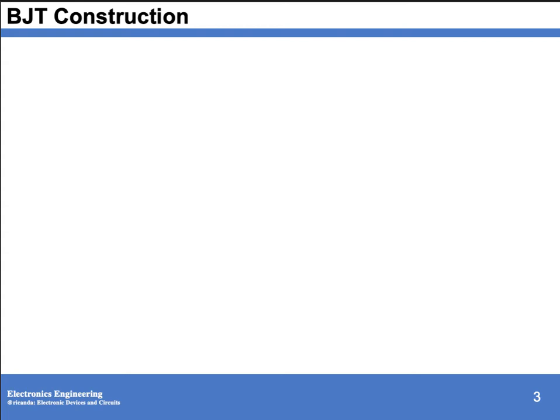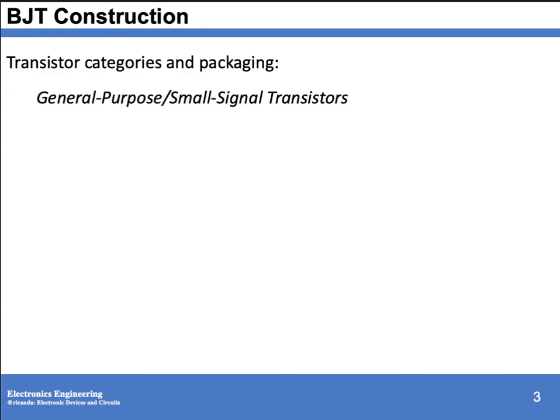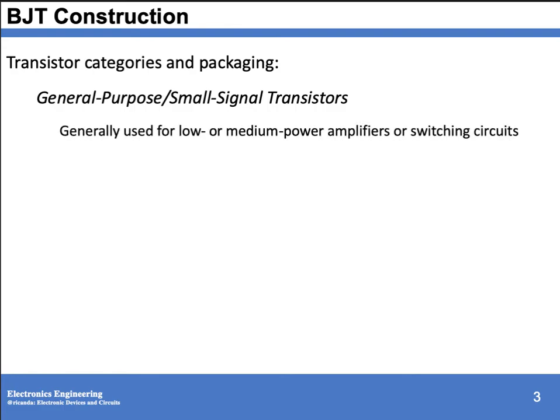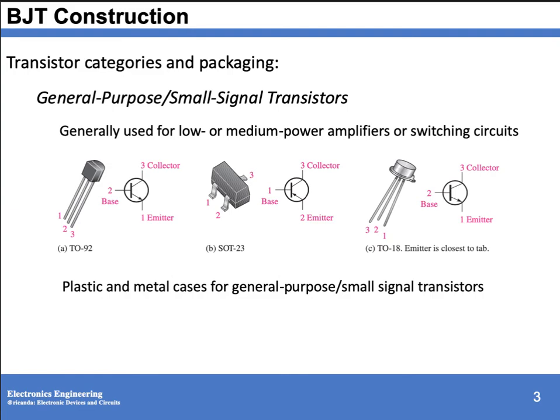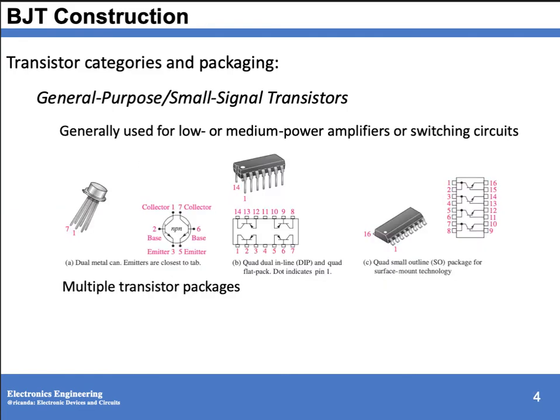Transistors are categorized into three. The first one is the general purpose or small signal transistor, generally used for low or medium power amplifiers or switching circuits. So these are the packages of this general purpose or small signal transistor. It is made up of plastic or metal cases. And we have also the multiple transistor packages.